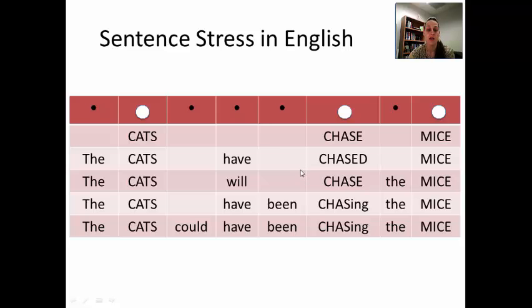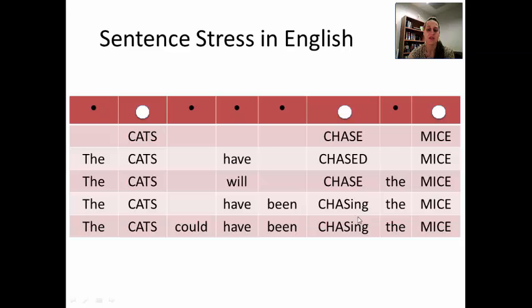And again, cats chase mice. The cats have chased the mice. The cats will chase the mice. The cats have been chasing the mice. The cats could have been chasing the mice. Notice how cats, chase, and mice always get the stress. And again, with chasing now has two syllables, and so you have to determine which of the syllables is stressed. In this case, it would be the beginning.